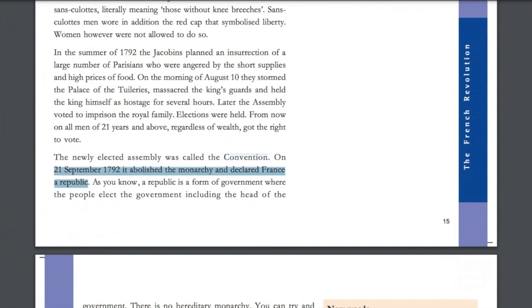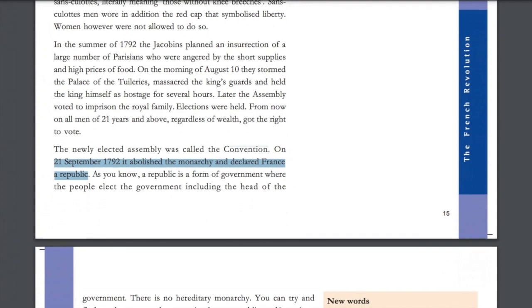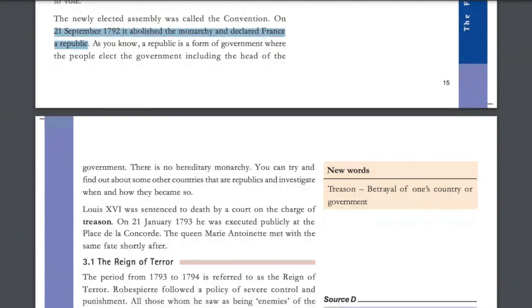So I want you to write it down. 21st September 1792, France was declared a republic by abolishing the monarchy.